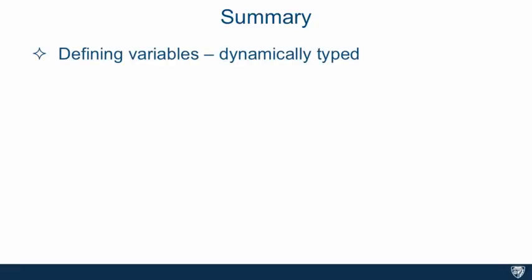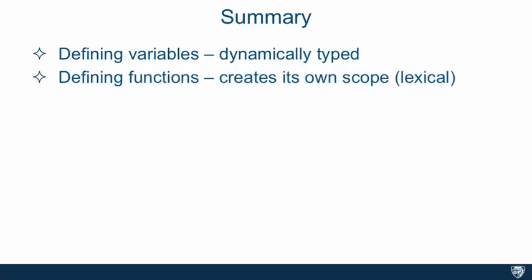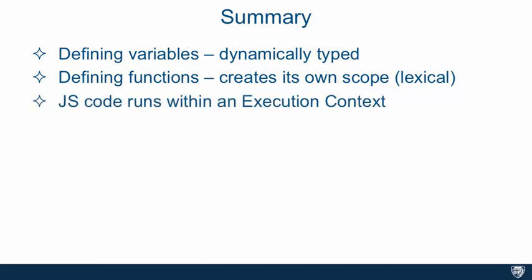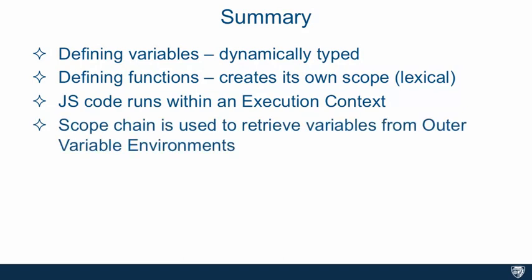So in summary, we spoke about defining variables. We spoke about the fact that all variables in JavaScript are dynamically typed, which means its type is determined at runtime. We also spoke about defining functions and the fact that when you execute a function, it creates its own scope, lexical scope or functional scope. Now it's important to remember that all JavaScript code runs within some execution context, and each execution context has a number of things that are available to it. One of those things is the outer variable environment. And the scope chain is used to retrieve variables from outer variable environments that are not found within your own execution context.